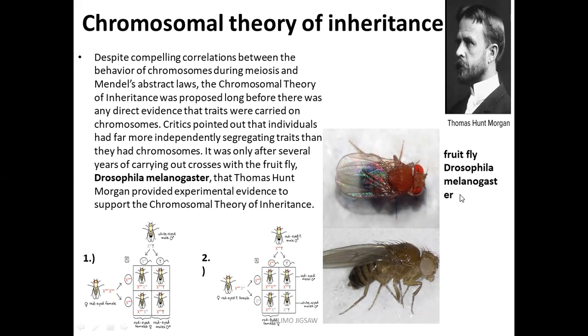We see that the chromosomal theory of inheritance was proposed long before there was any direct evidence that traits were actually carried on chromosomes. So after years of carrying out crosses with the fruit fly, we find that Morgan provided experimental evidence which led to the support for the chromosomal theory of inheritance.